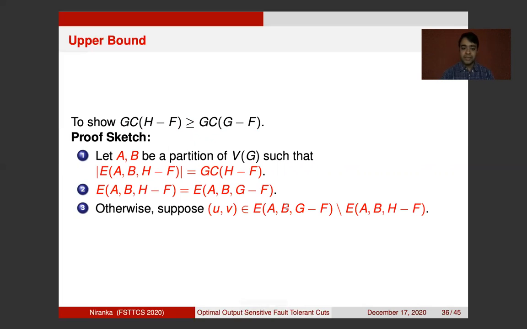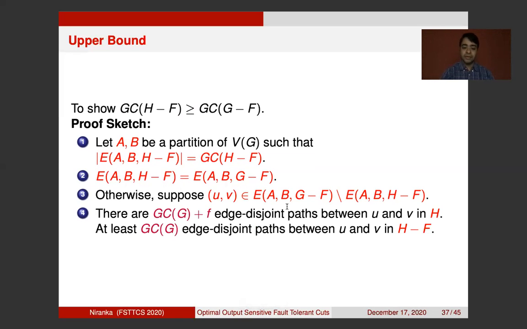Otherwise, suppose there is an edge (u, v) which is there in G minus F, but not in H minus F. But in this case, we know from our earlier observation that due to the construction, there are at least GC(G) plus small f edge disjoint paths between u and v in H, such that if any f edges are deleted in between u and v, there are at least GC(G) many edge disjoint paths in H minus F.